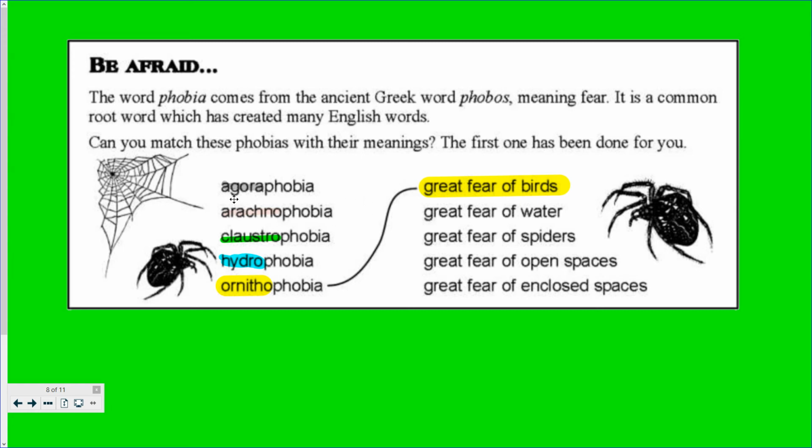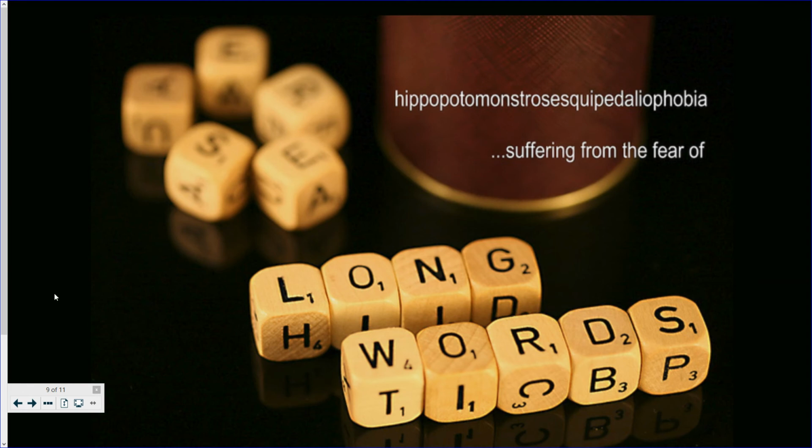And agora means open spaces. Where a lot of people have claustrophobia, which is closed spaces, a lot of people have the opposite. They don't like open spaces, so they have a great fear of wide open spaces. And this one is a real word. If you don't like long words, they made a long word for your phobia.